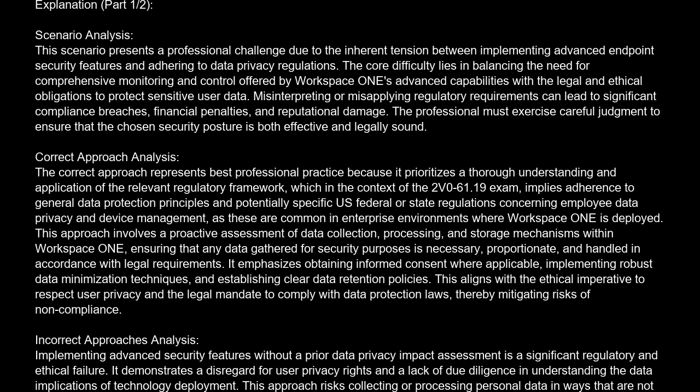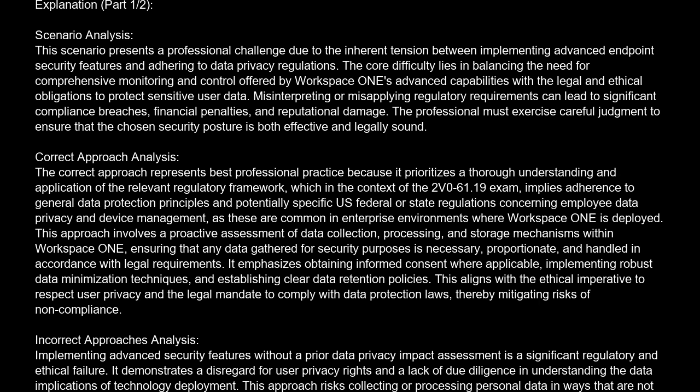ONE is deployed. This approach involves a proactive assessment of data collection, processing, and storage mechanisms within Workspace ONE, ensuring that any data gathered for security purposes is necessary, proportionate, and handled in accordance with legal requirements. It emphasizes obtaining informed consent where applicable, implementing robust data minimization techniques, and establishing clear data retention policies. This aligns with the ethical imperative to respect user privacy and the legal mandate to comply with data protection laws, thereby mitigating risks of non-compliance.